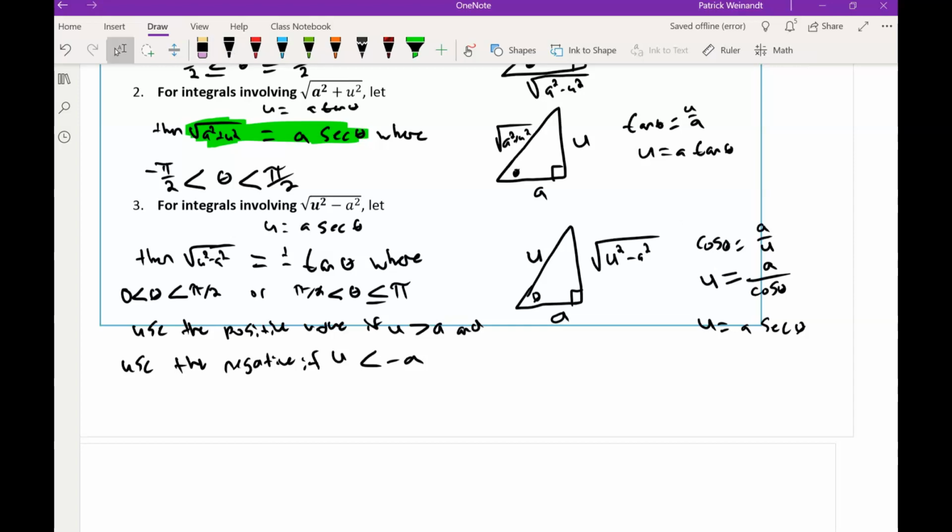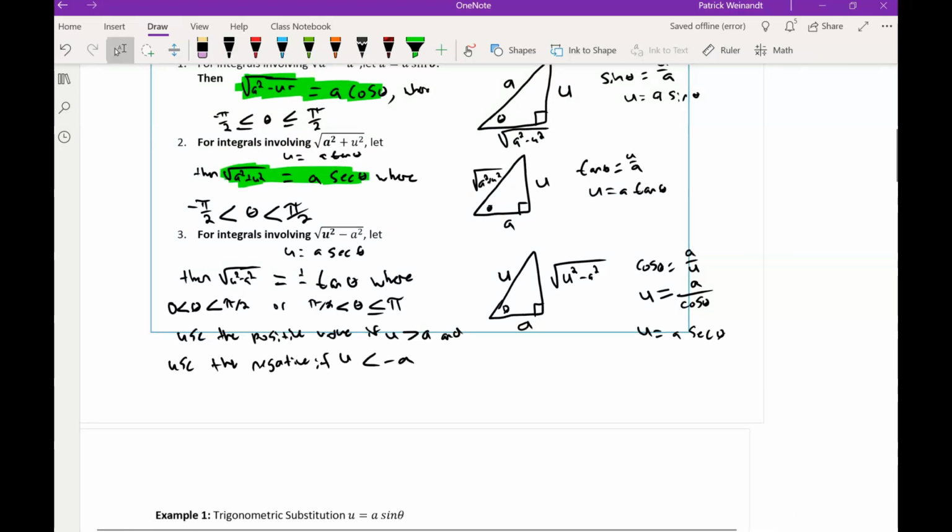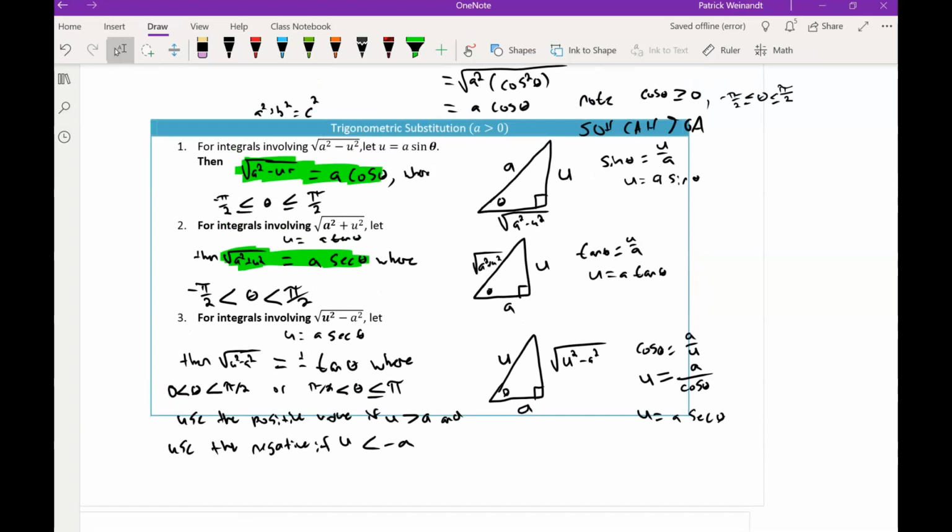So we kind of have these identities. I don't know if I want to call them identities. We have these substitution values. That's a better name for them. And we're going to be using these when we can't just apply an integral identity, like we could have before. So let's move on to an example.